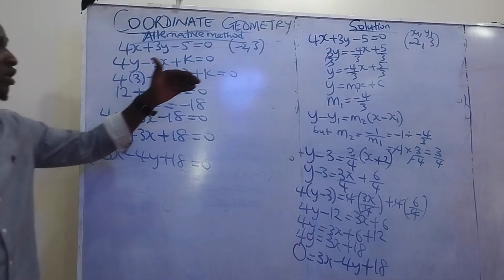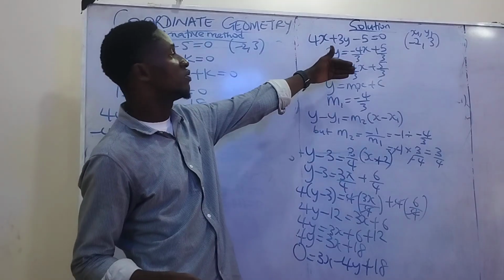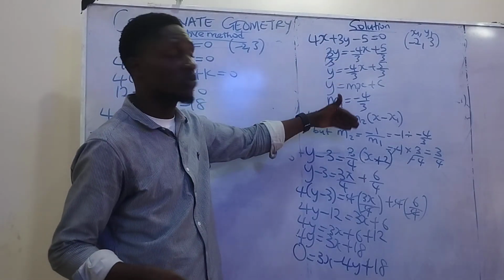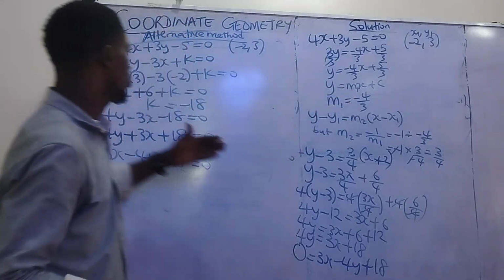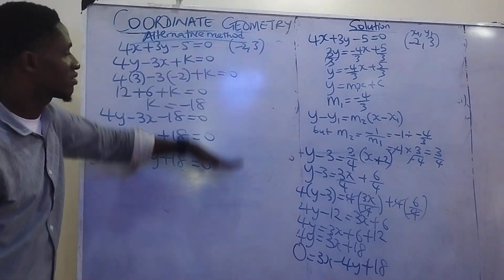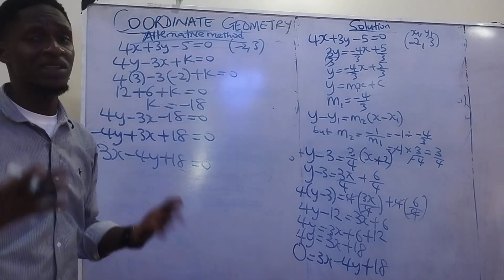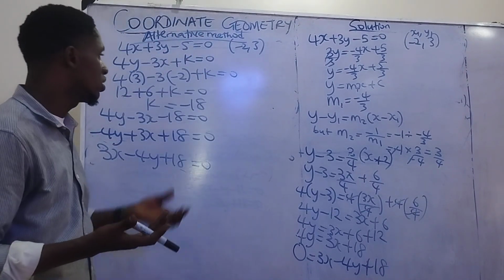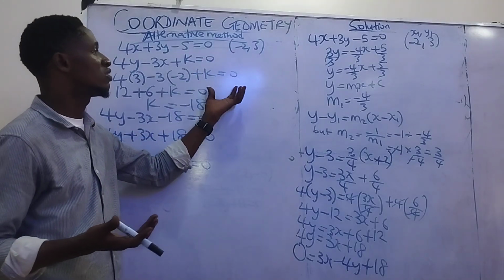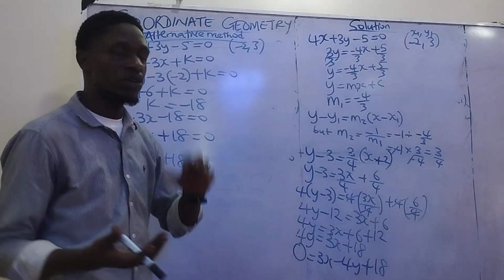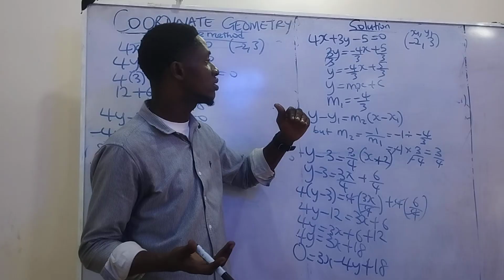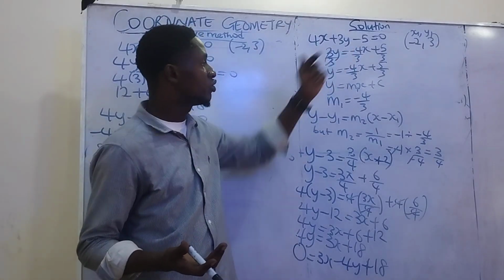So try to go through the first method, which is what you always see, and also try to master the alternative method. If you are dealing with an objective question, you have to get used to this because it's going to save you time. But if you are dealing with a theory question, I will advise you to use the first method.